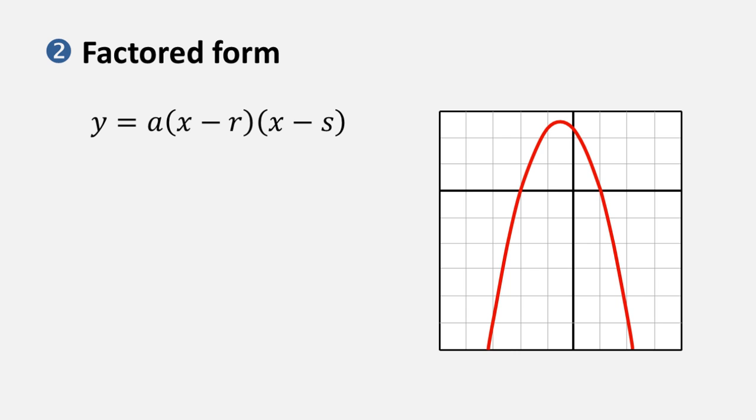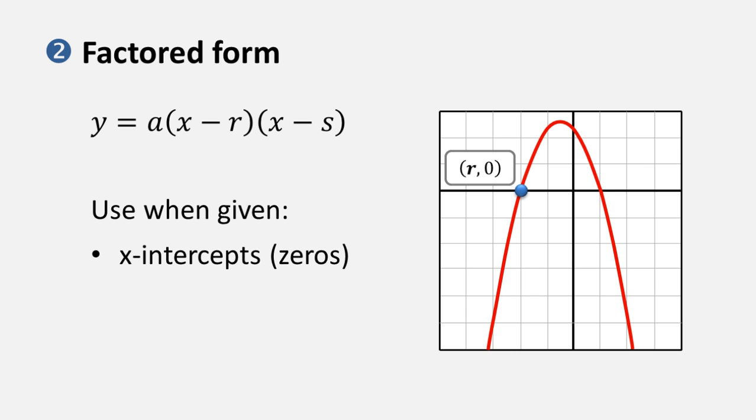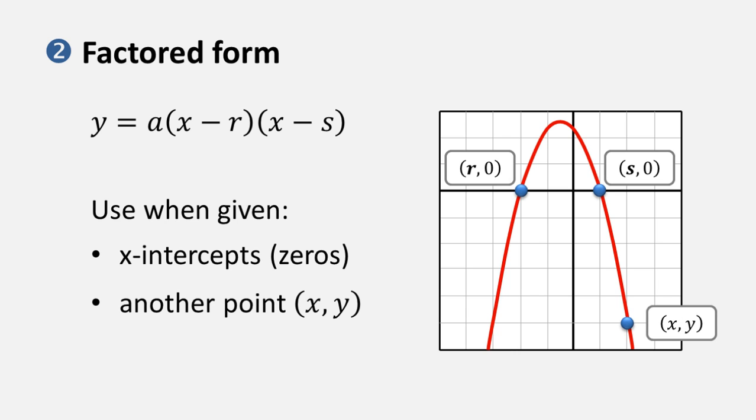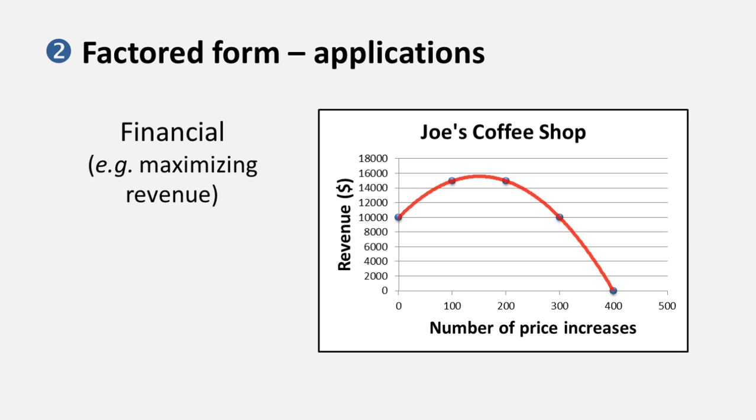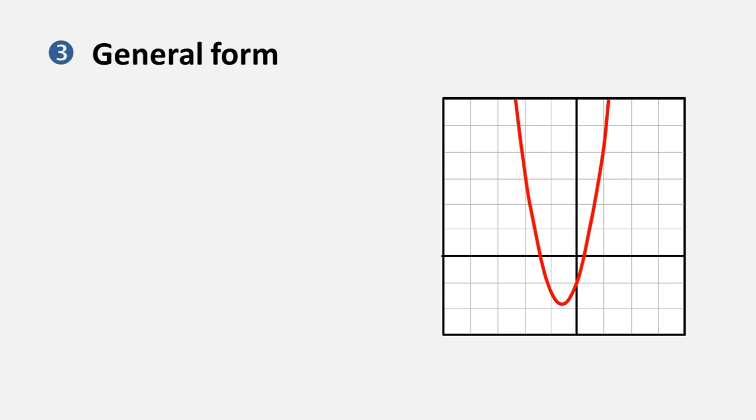The factored form of a quadratic function is written as y equals a times x minus r times x minus s. This form is used when you are given the zeros of a function and any other point on the graph. The factored form of the quadratic is especially helpful when asked to solve financial problems where a vendor wants to maximize their revenue.